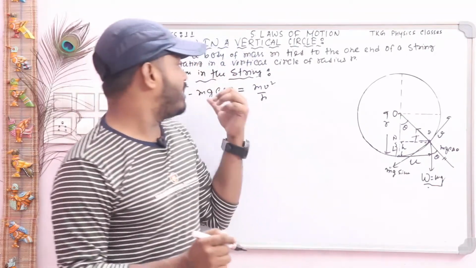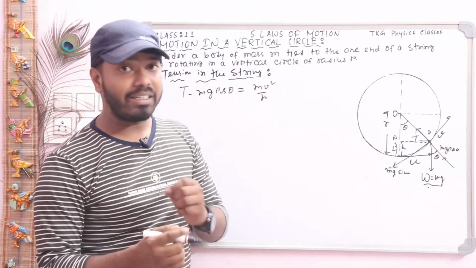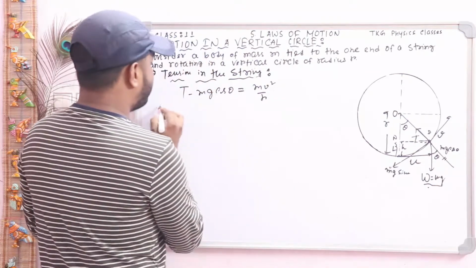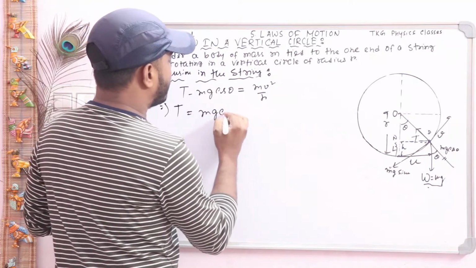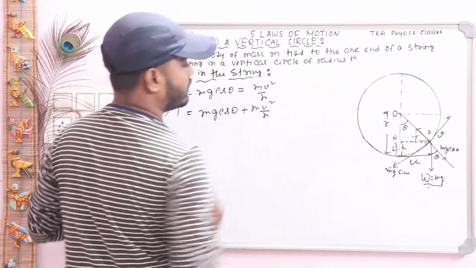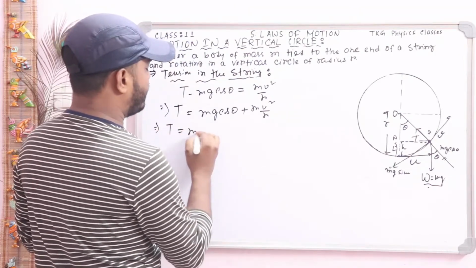So here T minus mg cos theta equals mv square by r, and you have to find the value of T. Therefore T is equal to mg cos theta plus mv square by r. Now simplify, that is T equal to mg.